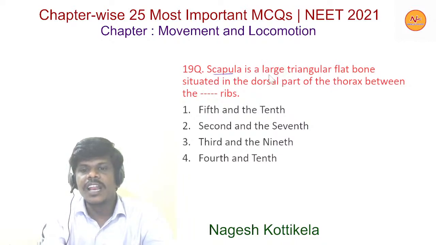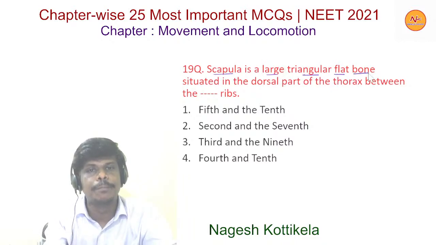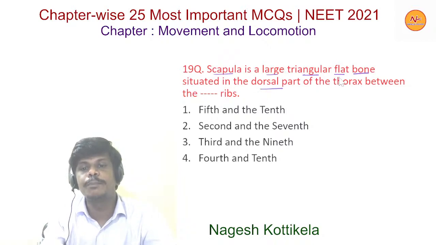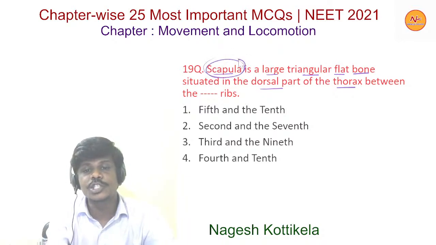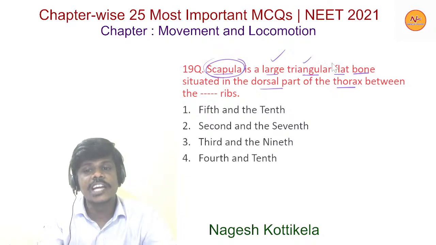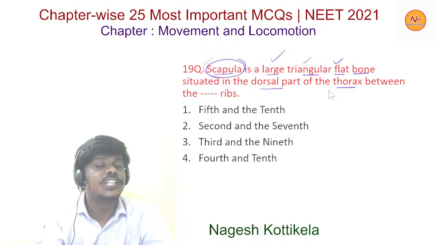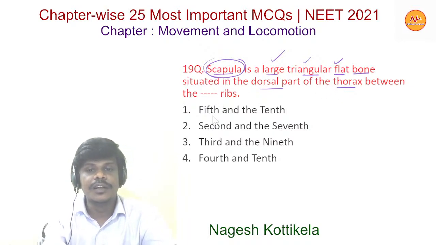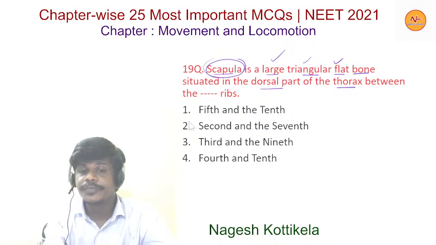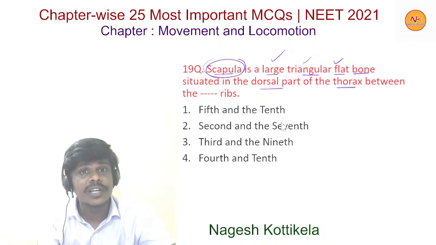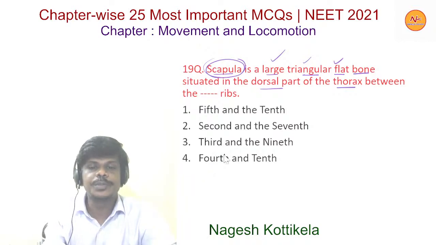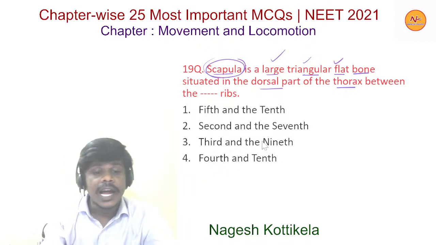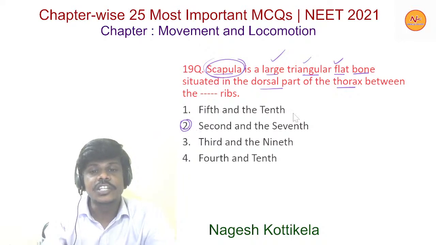Scapula is a large triangular flat bone situated in the dorsal part of the thorax between the dash ribs. So this question is about the scapula. It is a large triangular flat bone situated in the dorsal part of the thorax, and it is between: first option, the 5th and the 10th ribs; second option, the 2nd and the 7th ribs; third option, the 3rd and the 9th ribs; fourth option, the 4th and the 10th ribs. And here the second one is the right option.